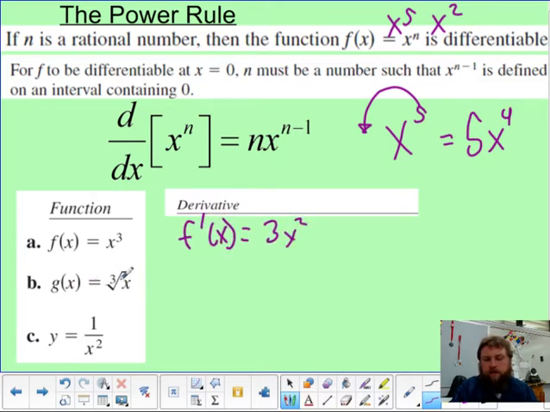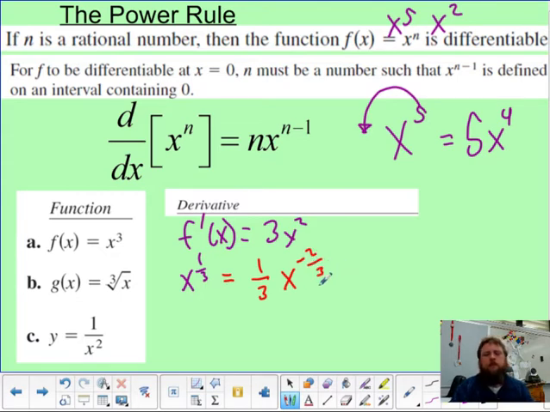The next one, g of x equals the cube root of x. This is not that same notation, so let's convert it to a power notation that I can use. The cube root of x is the same thing as x to the 1/3 power. So I can do the same thing. I can take that 1/3 as a coefficient on the outside. It's going to equal 1/3, and then you're subtracting 1 from 1/3, so you're going to get times x to the negative 2/3 power.